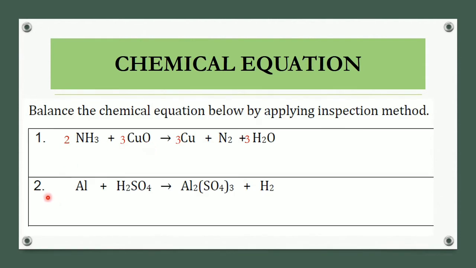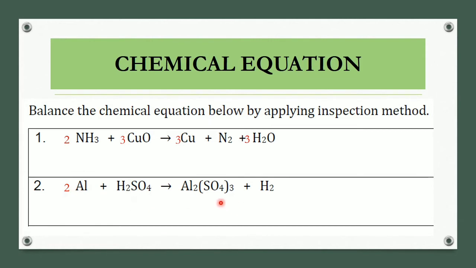And now let's look at the second example, where your aluminium reacts with sulfuric acid to form aluminium sulfate and release hydrogen gas. So the most complex compound here is aluminium sulfate. So normally I will give it the coefficient as 1. So to balance this, I need to balance the aluminium atom. So I will put 2 to balance the aluminium atoms.